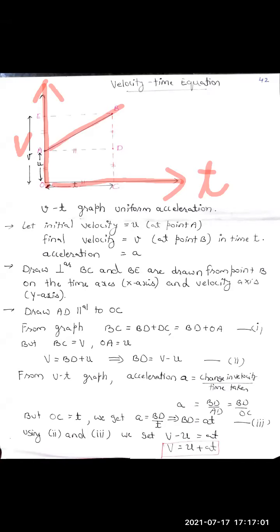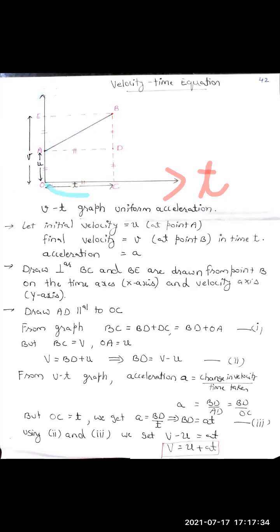But as you can see, the graph is not starting from origin. If it is not starting from origin, what does it mean? It means that its initial velocity is not zero. Initially, it is having some velocity. And so the graph is starting from point A. A is the initial point of the graph and B is the final point of the body, right?